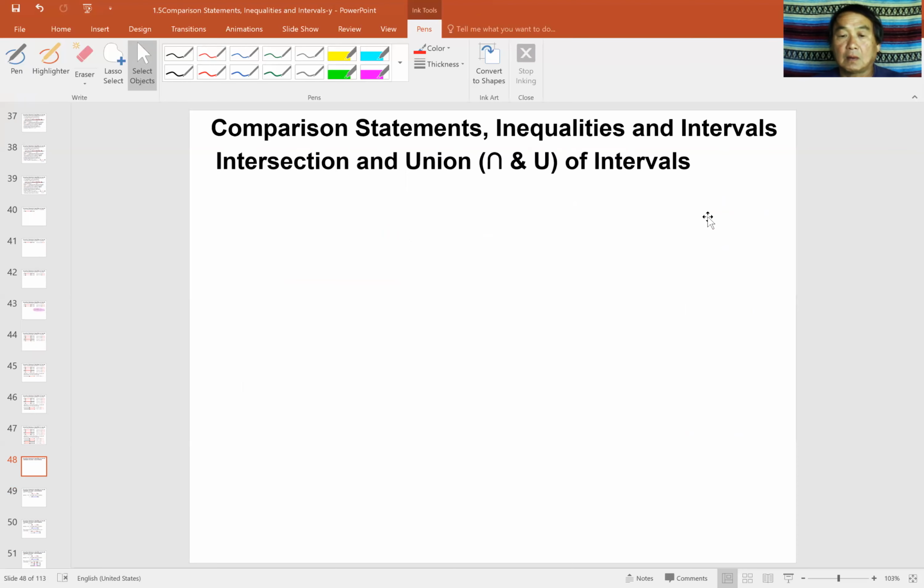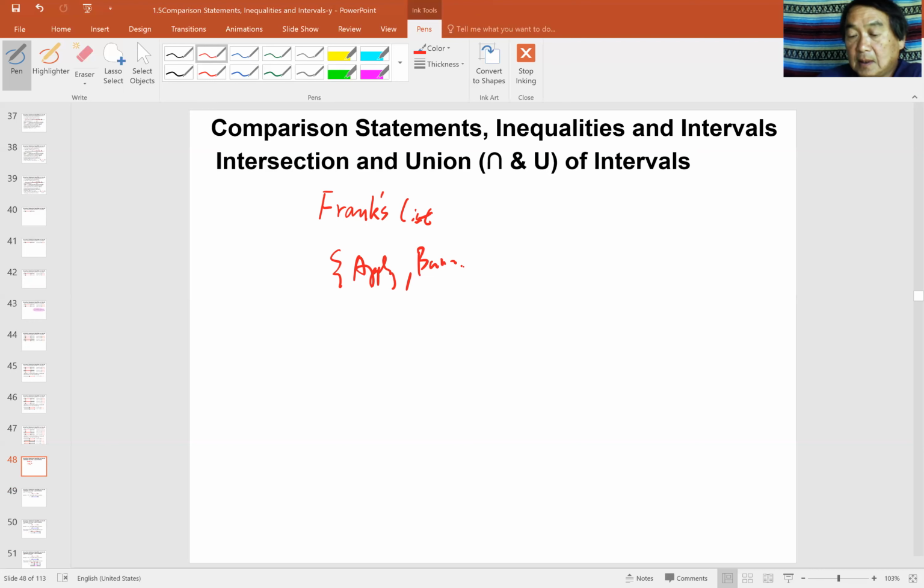What do we do with it? One thing we can do with these interval sets is intersections and unions. What are intersections and unions? Let me start out with something simple. Suppose I have a grocery list. Here's Frank's list: apple, banana, carrot. To make it easier: A, B, C.